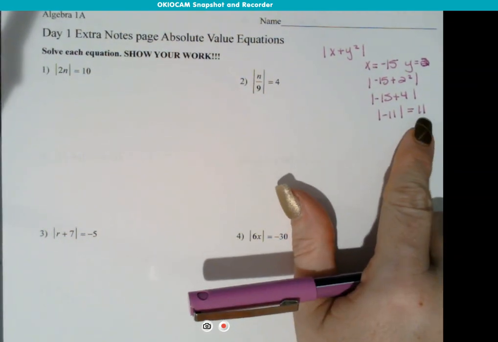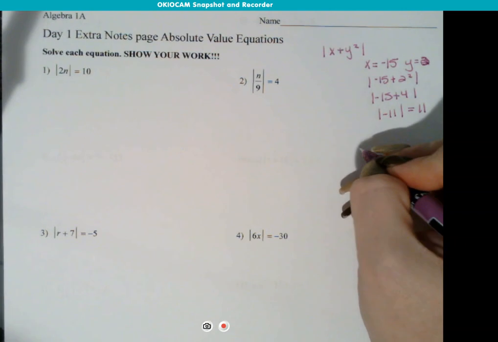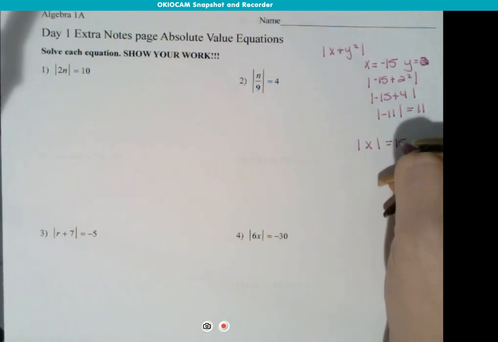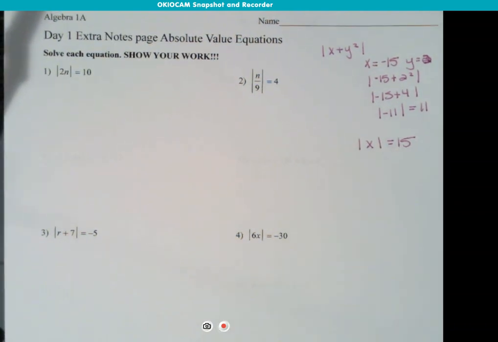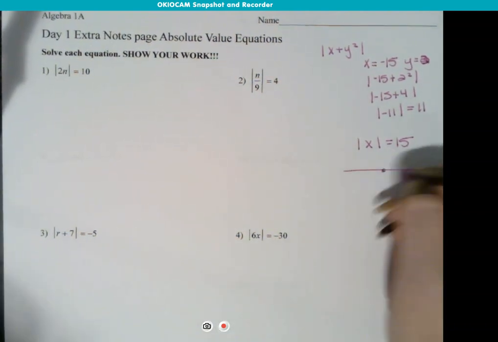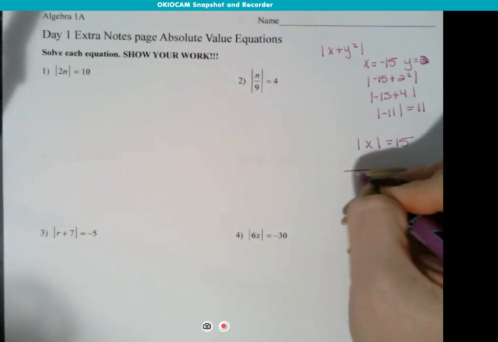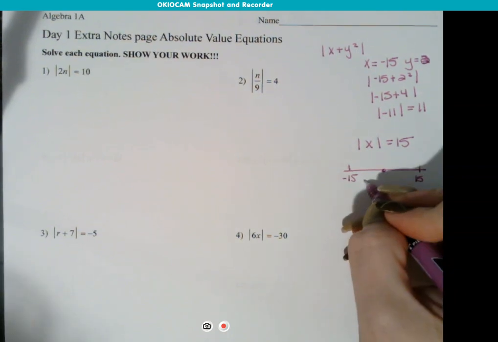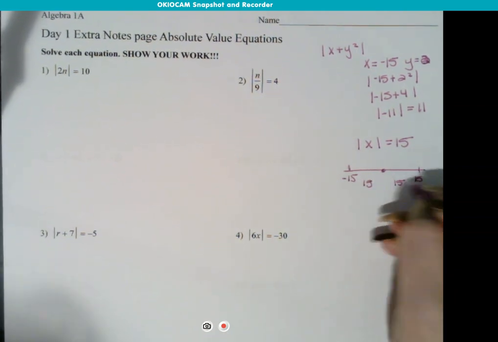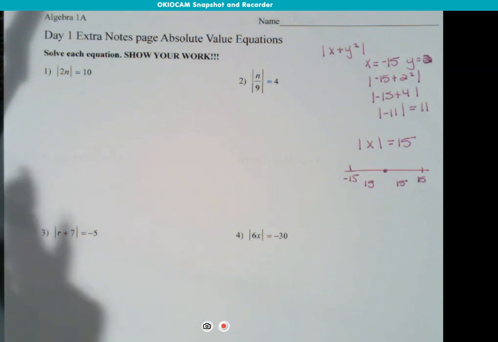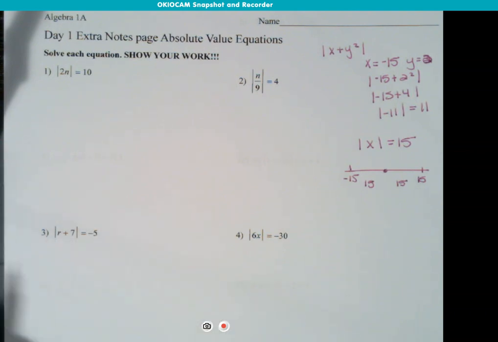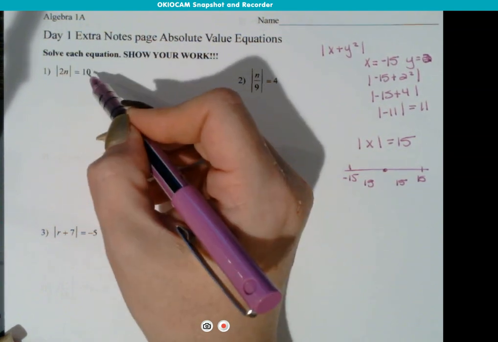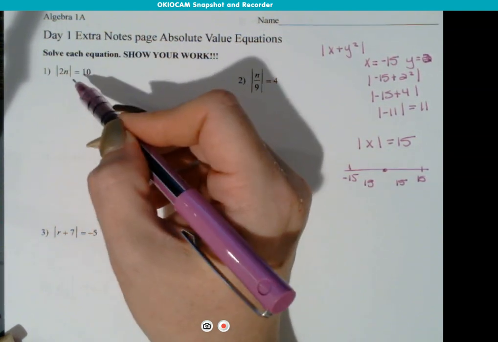So we know that there are two answers. When you think about a number line, and I say the absolute value of some number is 15, that has two options. On a number line, it's the distance from 0. So both positive 15 and negative 15 have the absolute value of 15 because it's the distance from 0. So what we're trying to do here is find out what number will make this have the absolute value of 10. Okay? It's got to be equal on both sides.